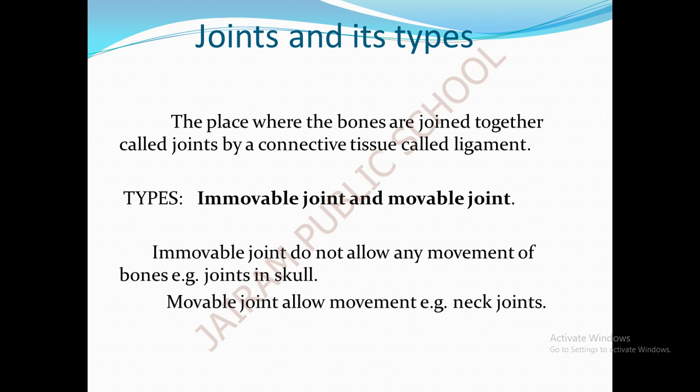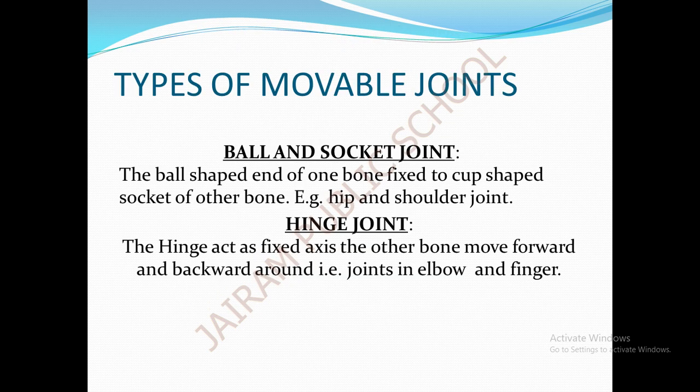The next is the movable joint. Movable joints join the bones and allow movement in different directions. The example is the neck joint. Let us see the next: the types of movable joints. There are four important types of movable joints. They are the ball and socket joint, the hinge joint, the pivot joint and the gliding joint.